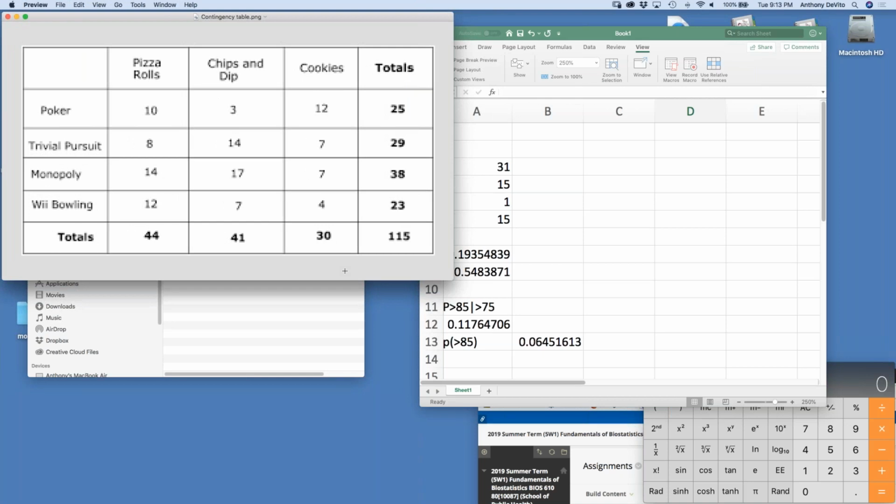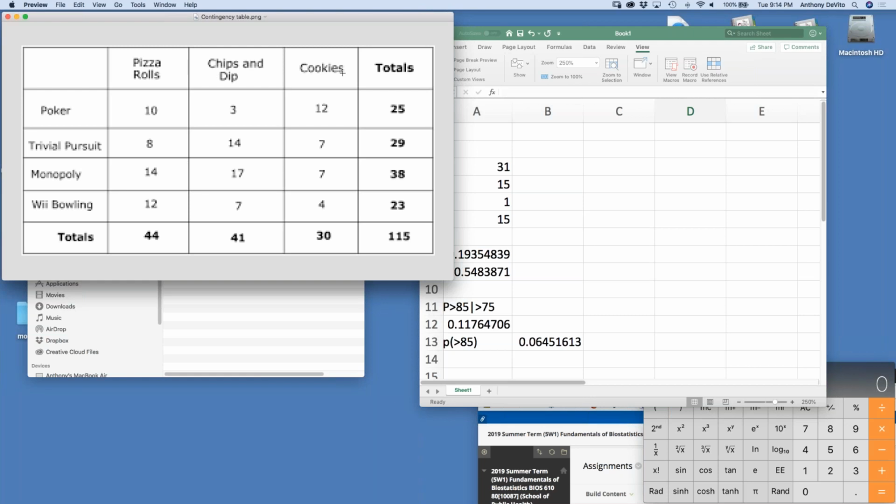They like playing games on Friday night. They belong to a club. They play games on Friday night. Some of them like playing poker, some like playing Trivial Pursuit, some like playing Monopoly, and some like playing Wii Bowling. Each one of these people has the option of choosing from 3 desserts that are present: pizza rolls, chips and dip, and cookies.